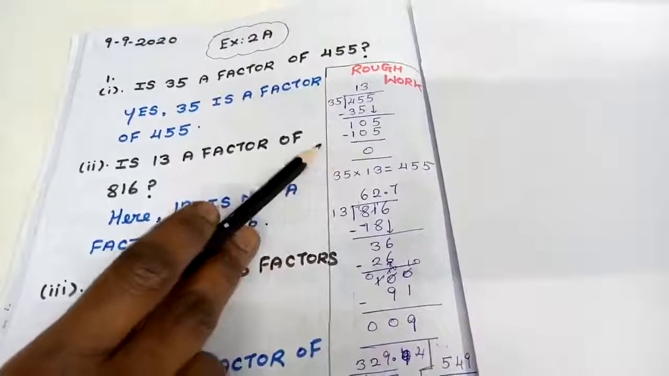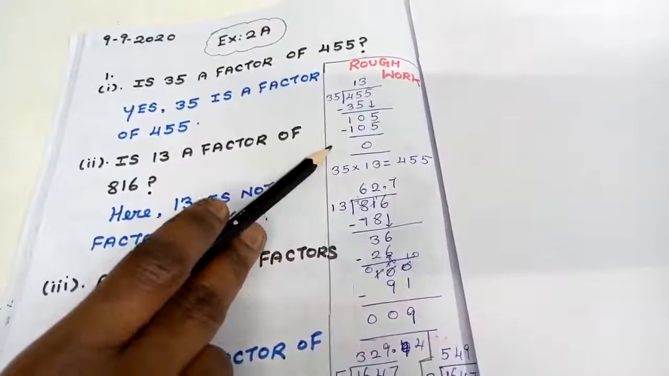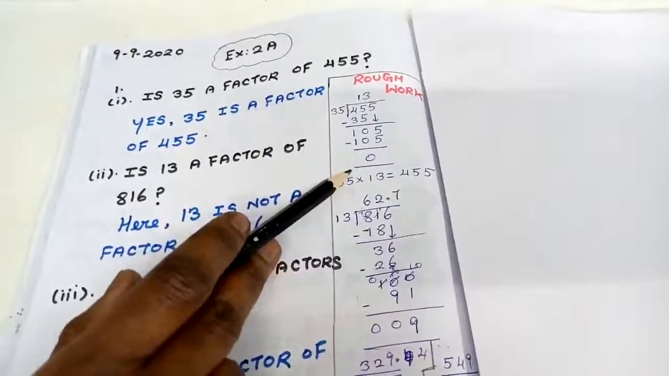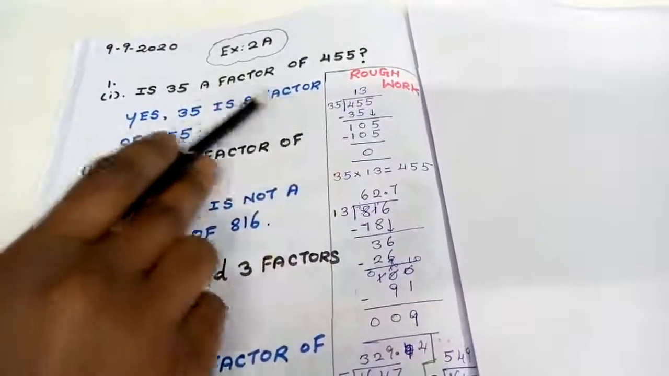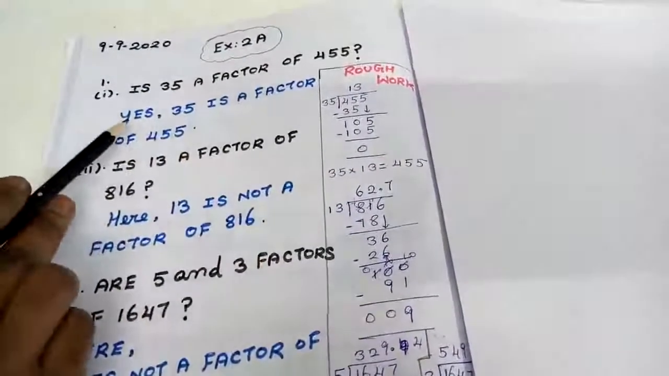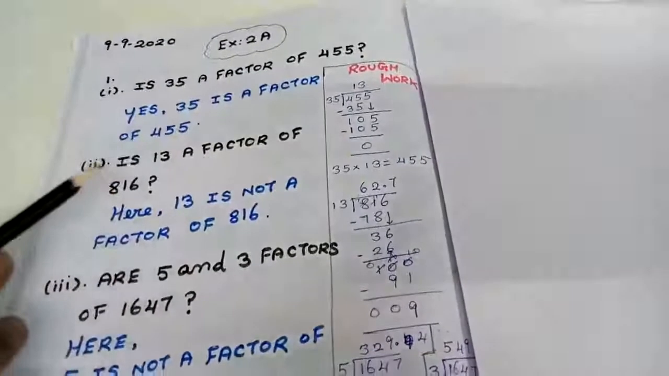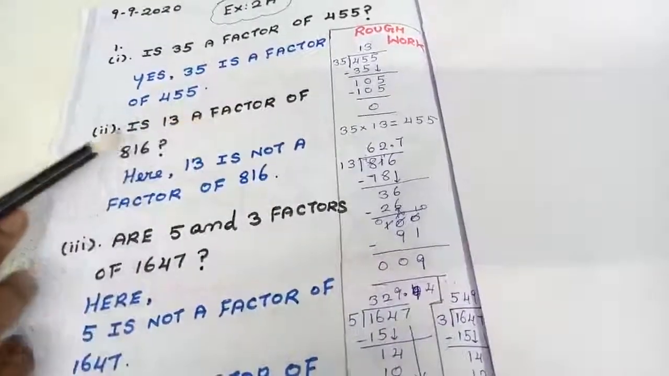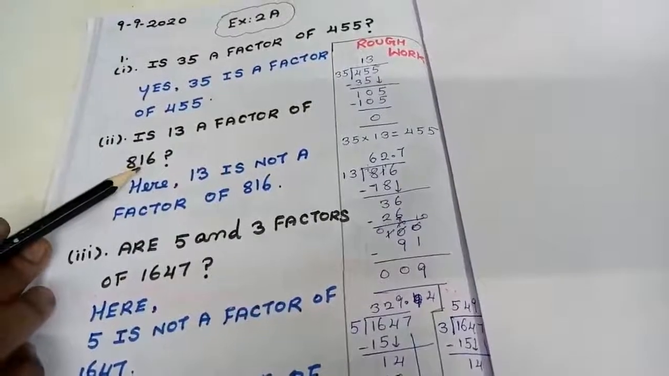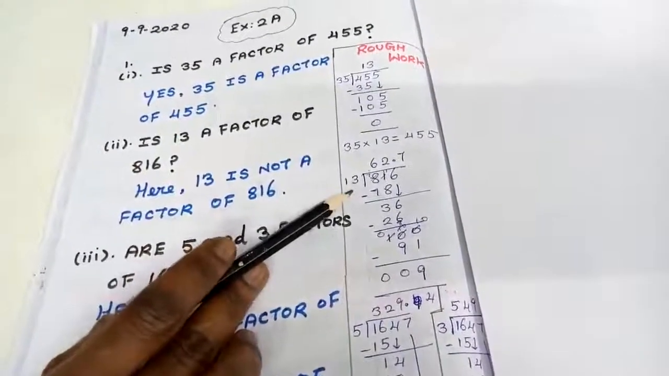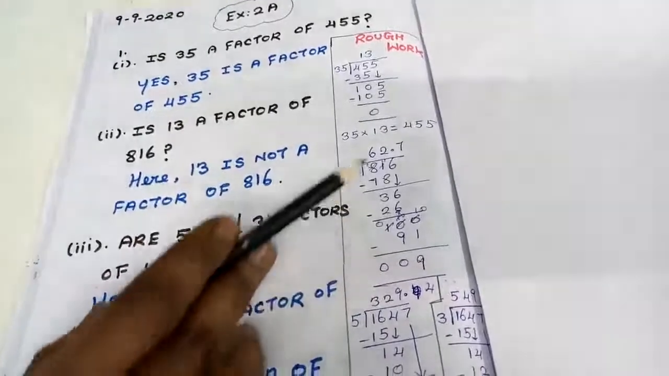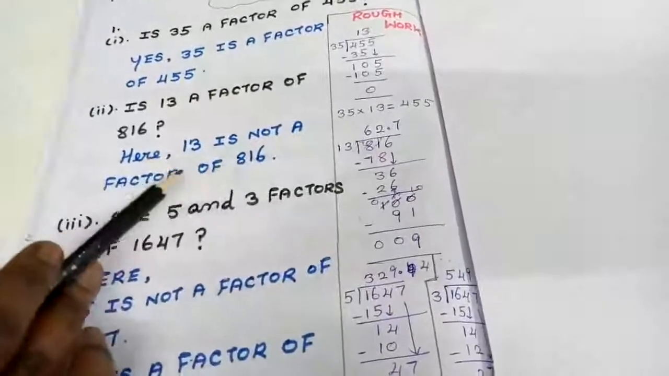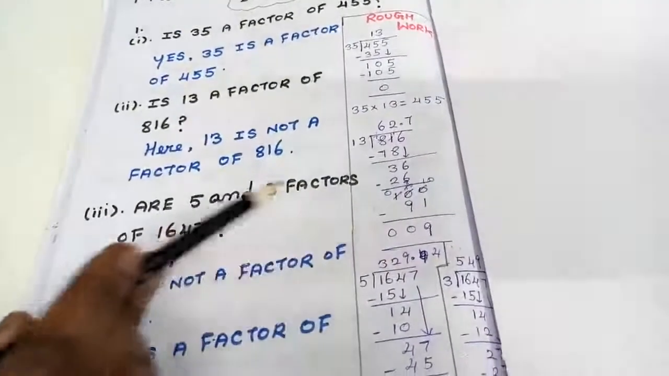Whenever they ask you to check whether a particular number is a factor or not, I will divide the number. By dividing, if I get the answer with remainder 0, then this particular number is known as a factor of 455. So the first question: 35 is a factor of 455. In the same way, you check for 13 also. Is 13 a factor of 816? I will divide 816 by the 13 table, students. While dividing, I do not get the remainder 0; it goes on till it crosses the decimal point. In that case, the particular number is not a factor. I will not get the remainder 0. That is the concept.